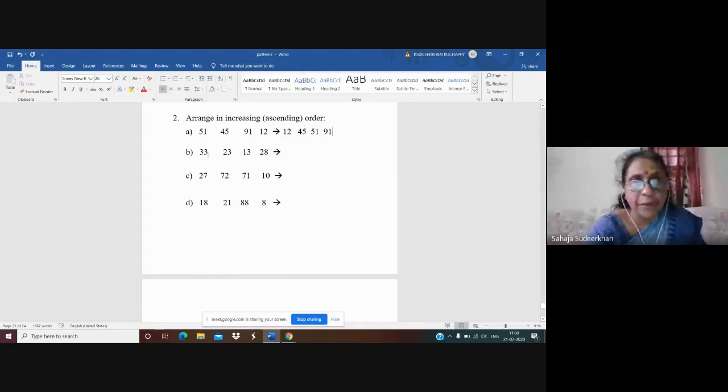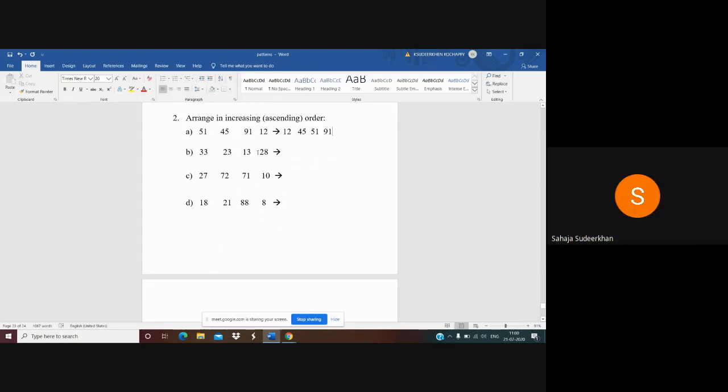So you can write, isn't it? 33, 23, 13, 28. These all numbers are two-digit numbers. So we can start from the smallest digit in the tens place. Yes, this is 13, then 23. See, here two numbers are here with tens place 2, isn't it? The digit 2 is in both numbers, 23 and 28.